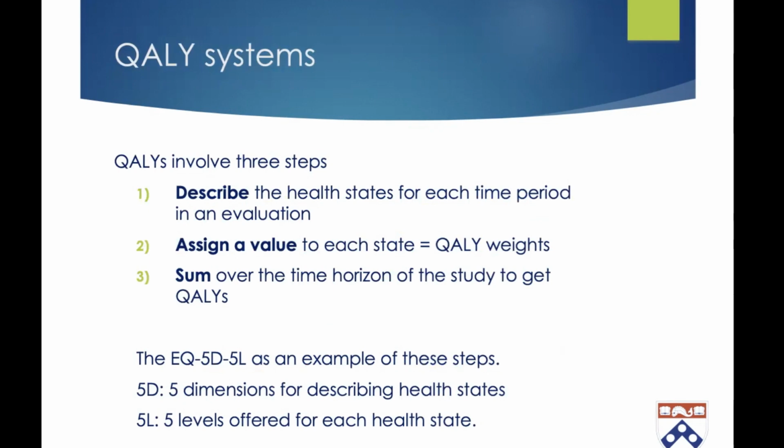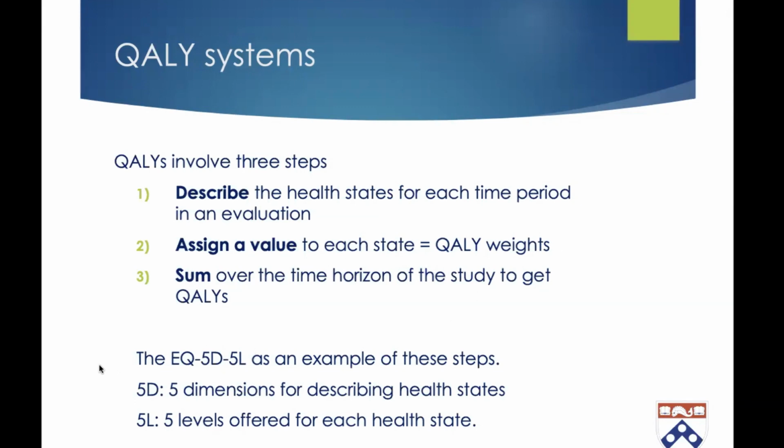To calculate these qualities, first you have to describe the health state for each time period in the evaluation. So you might have one measure for pregnancy, one measure for immediately postpartum, one measure for 6 weeks postpartum, 6 months postpartum. Then you assign a value to each state using those quality weights, and then sum them up. Basically you're calculating area under the curve with these weighted time intervals.